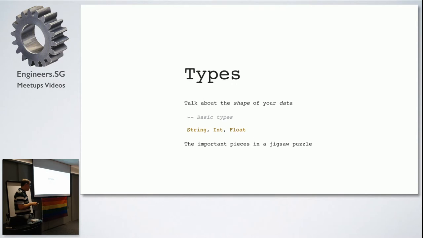Another picture I have in my head is that types are like the important pieces if you're doing a jigsaw puzzle. When you're starting a jigsaw puzzle, I usually find the interesting parts of the picture first and try to do that. Think of that as your types. That's really the picture I want to give you.